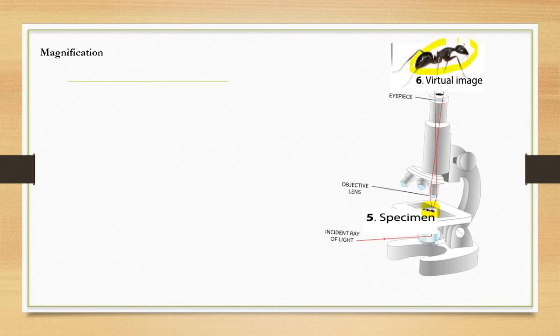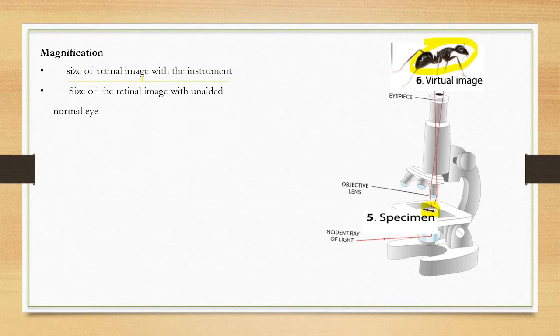So this is a larger image. This is the size of the specimen with the unaided eye, and this is the specimen through the instrument. So what is magnification? Magnification is the ratio of the size of the retinal image with the instrument divided by the size of the retinal image with the unaided eye. So this is the normal, and this is its largest size. This is called the magnification.